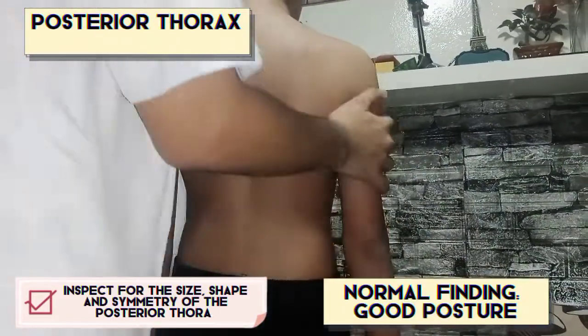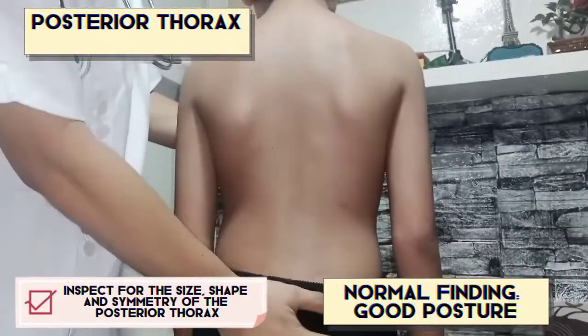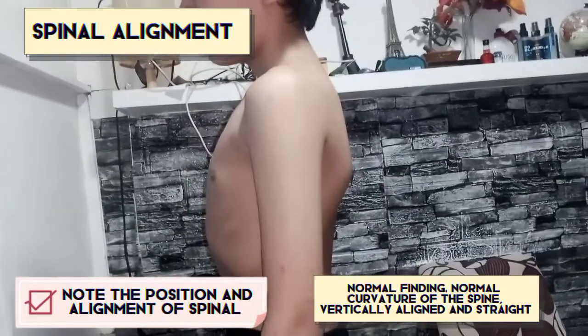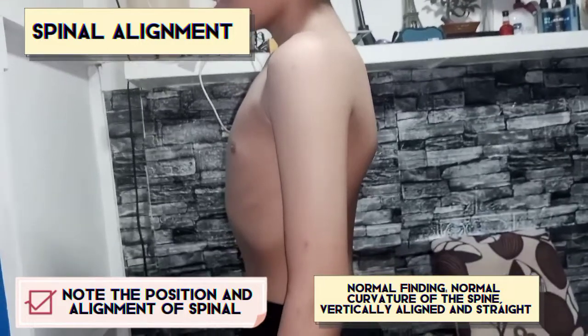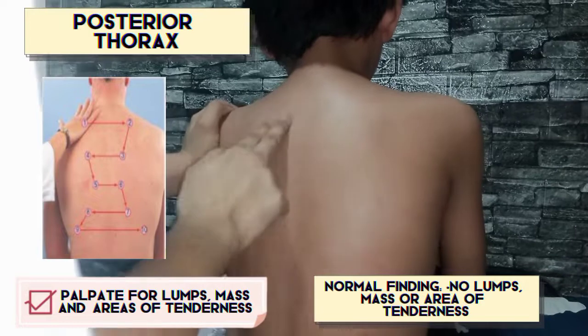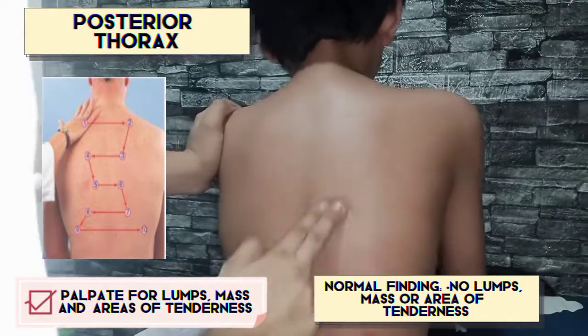After that, inspect for the size, shape, and symmetry of the posterior thorax. Next, note the position and alignment of the spine. Next, palpate for lumps, mass, and areas of tenderness.